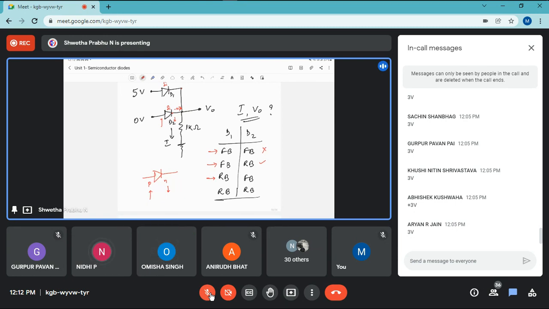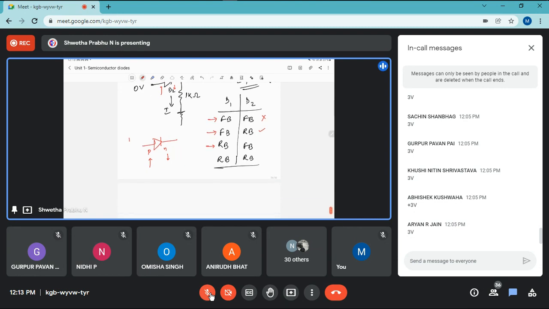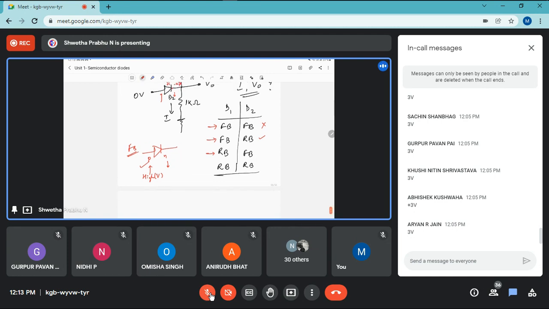I'll repeat once again. The third condition is diode 1 is reverse biased and diode 2 is forward biased. The condition for forward biasing is that P should always be at higher potential compared to N. N should be at lower potential and P at higher potential. Then only we can say the diode is forward biased.